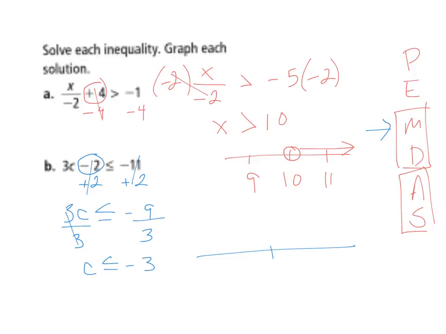To graph that one, our target is negative 3. To the left is negative 4. To the right is negative 2. This is going to be a closed circle. Going to the left.